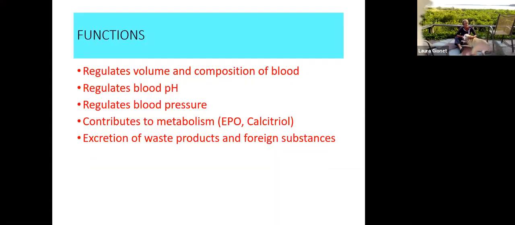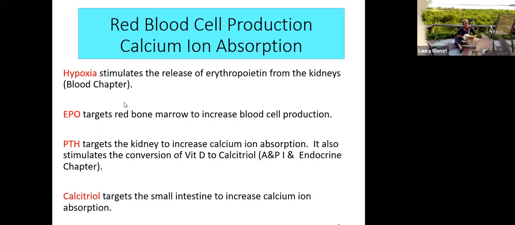Okay, the urinary system functions to regulate blood volume and the composition of blood. Remember, those hormones are associated with blood volume and blood pressure, and therefore it regulates blood pressure. It also regulates blood pH and contributes to metabolism and excretion of waste products and foreign substances.